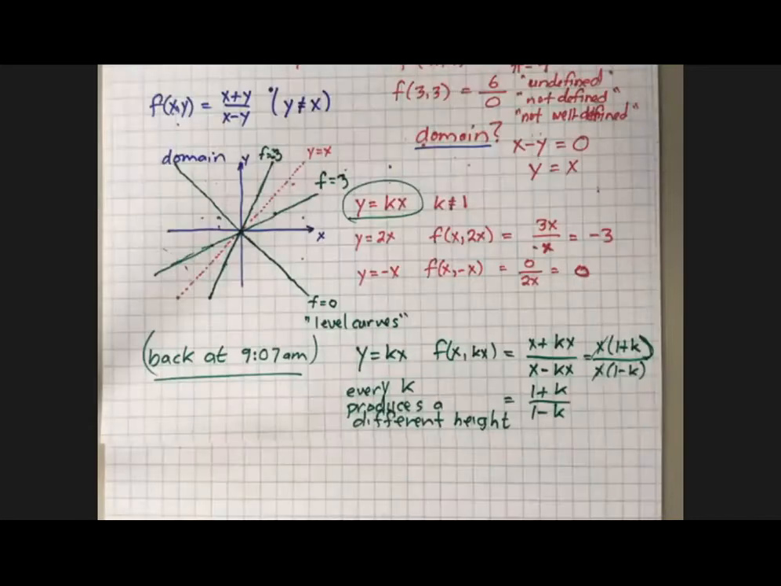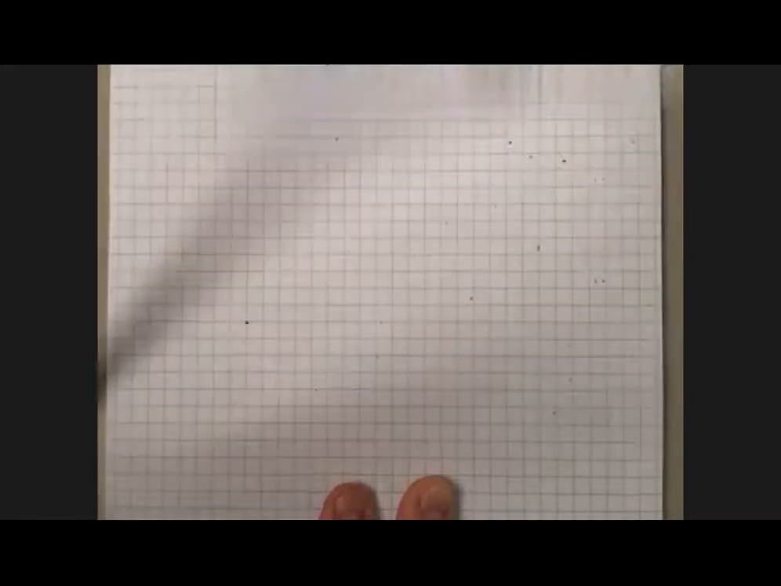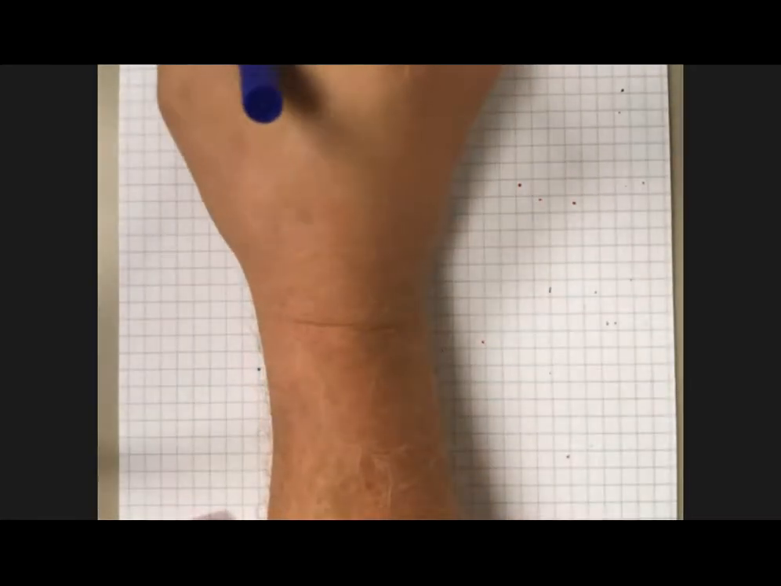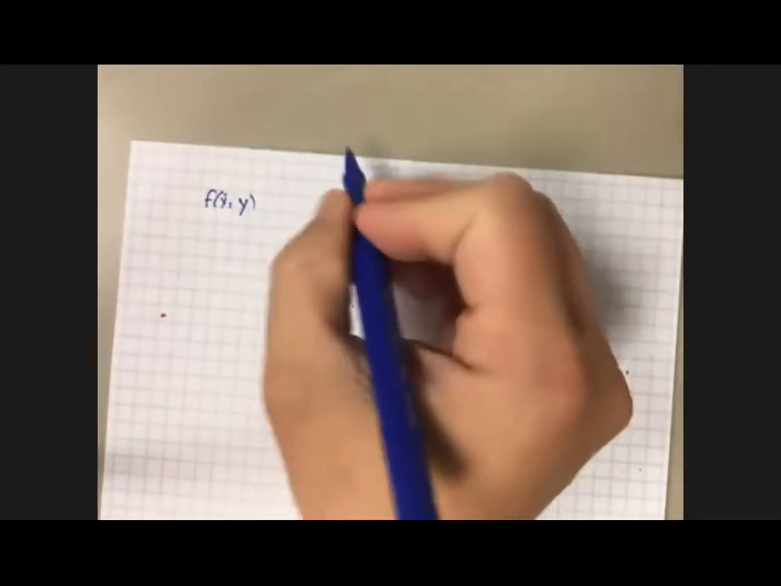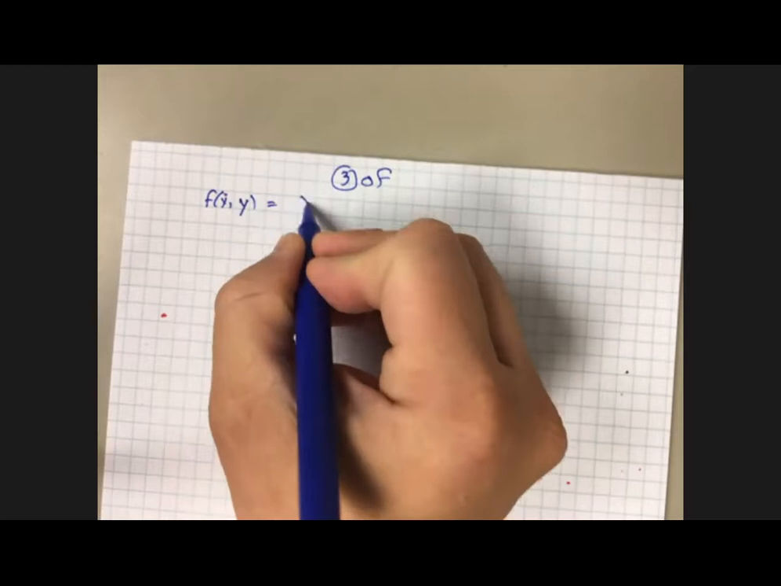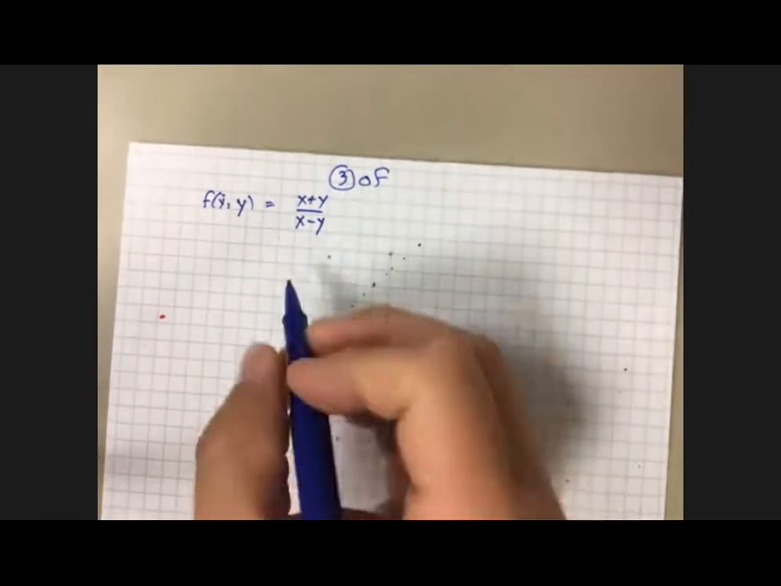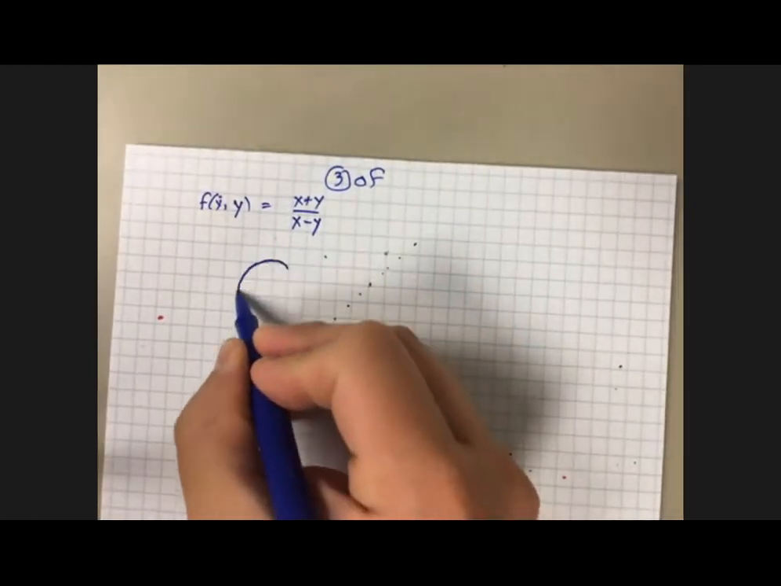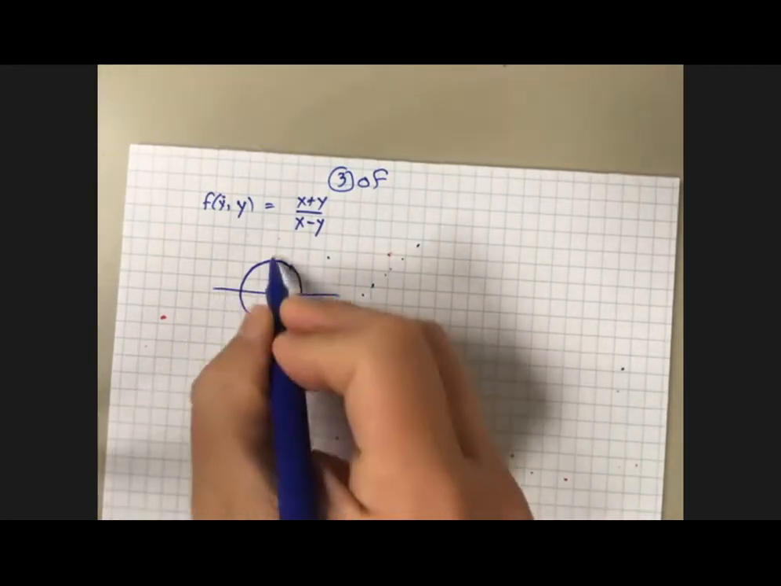Let's think about this another way. Could I represent this with a different coordinate system? How about f of x comma y? Move my paper down. Let's make this x plus y over x minus y. Could I represent this with polar coordinate input?